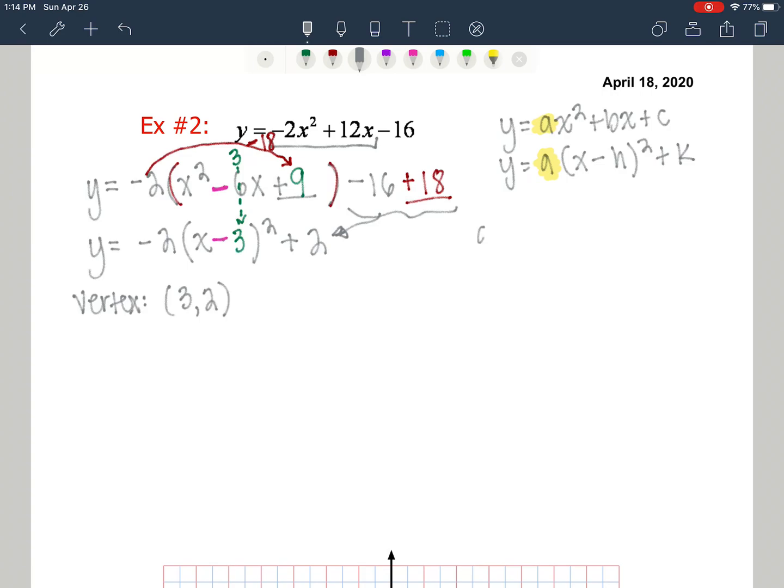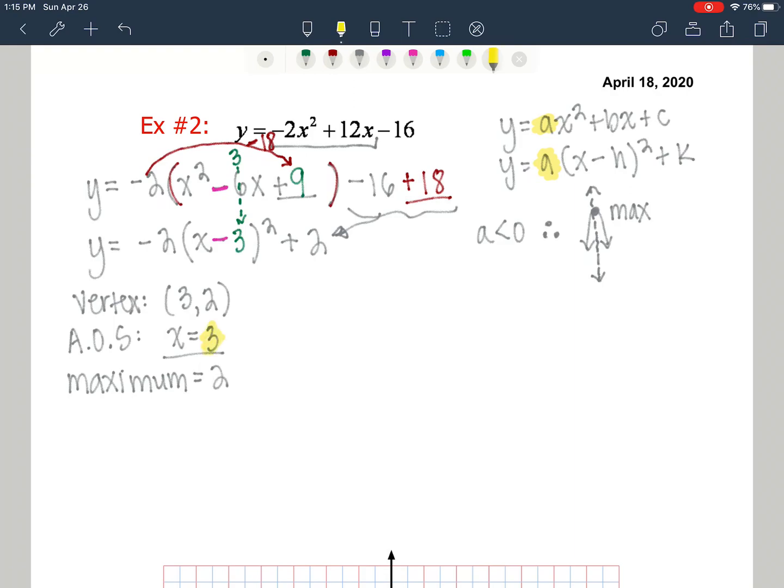The -2a, a is less than 0, therefore we have a parabola that opens down, giving us a maximum y value. Our axis of symmetry is going to go right through the vertex, so it will be at x equals 3. It is definitely an equation of a line. We have a maximum, and that maximum is equal to 2.